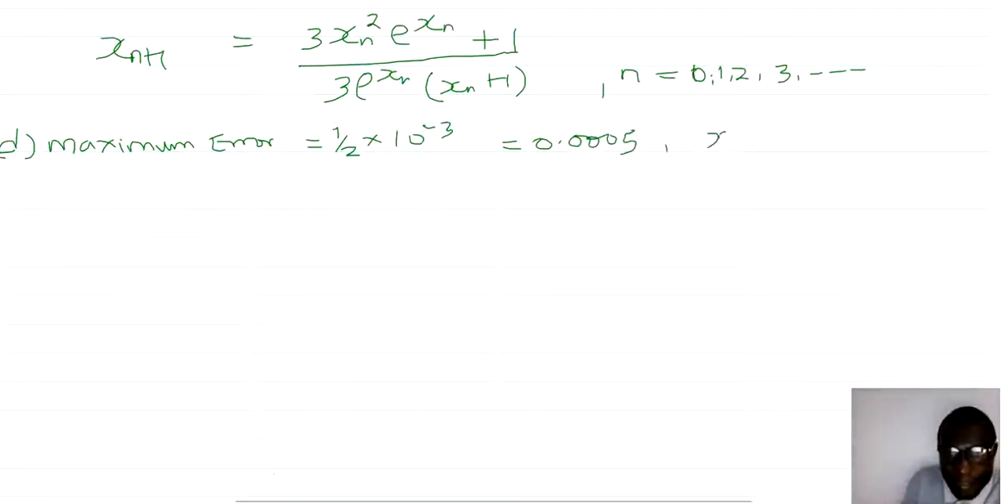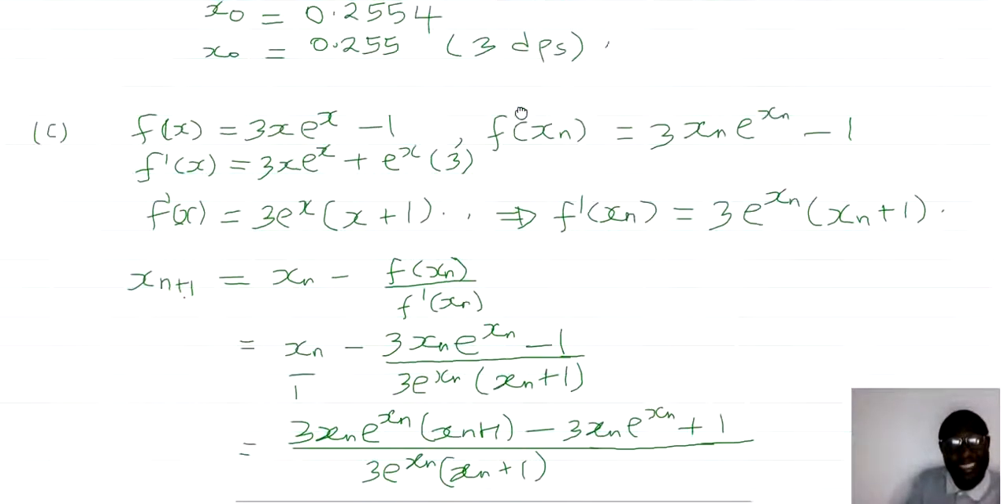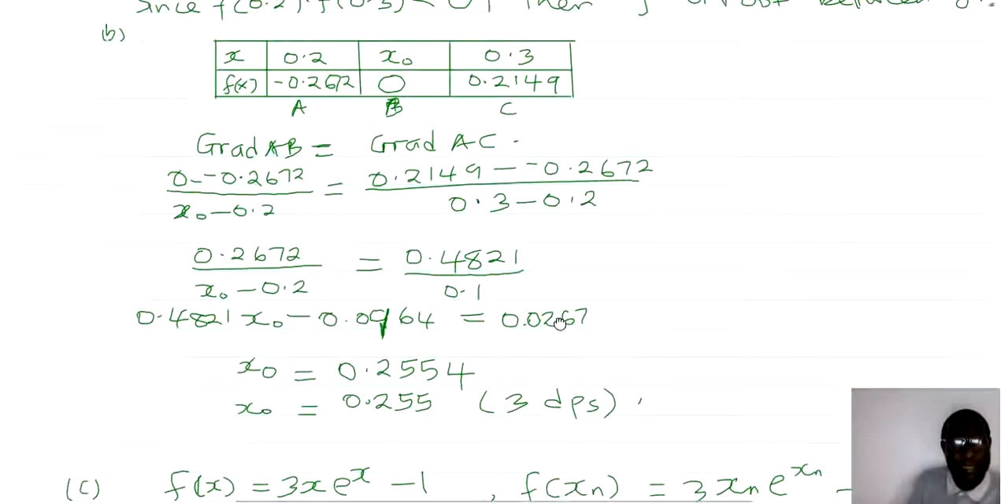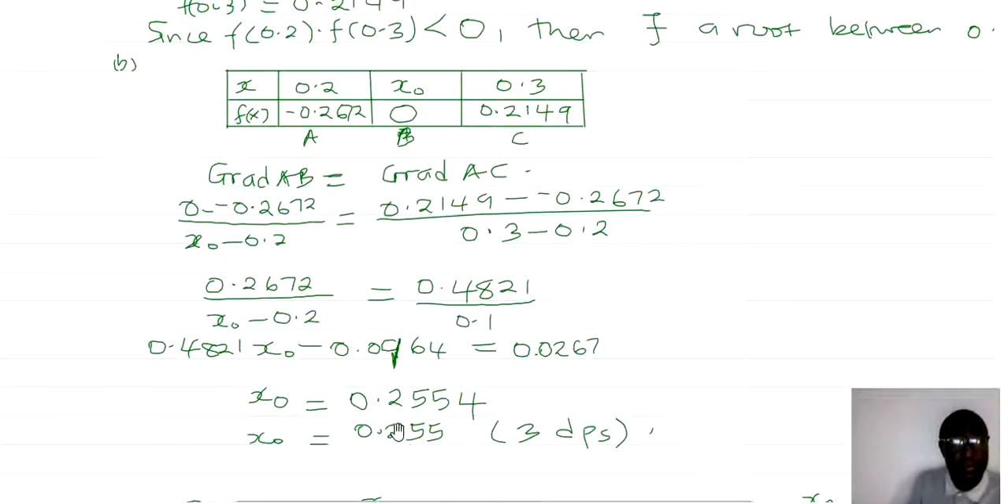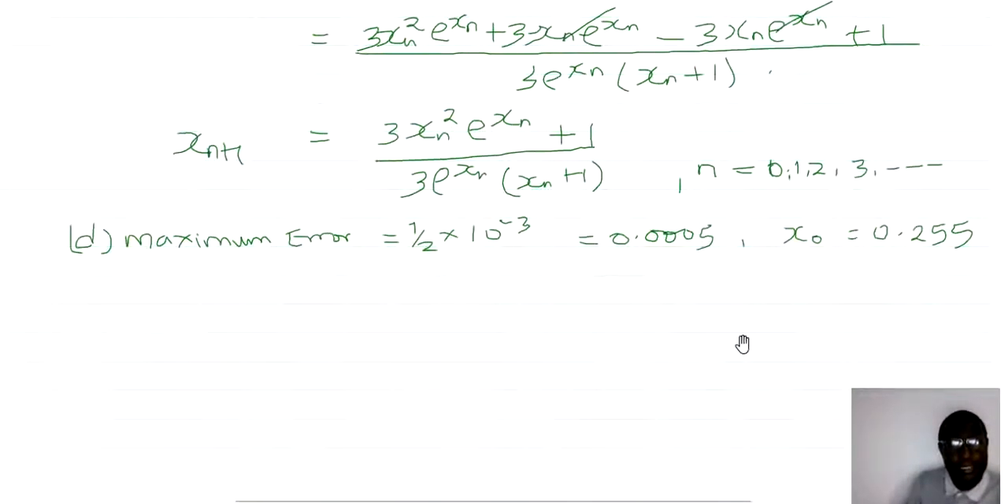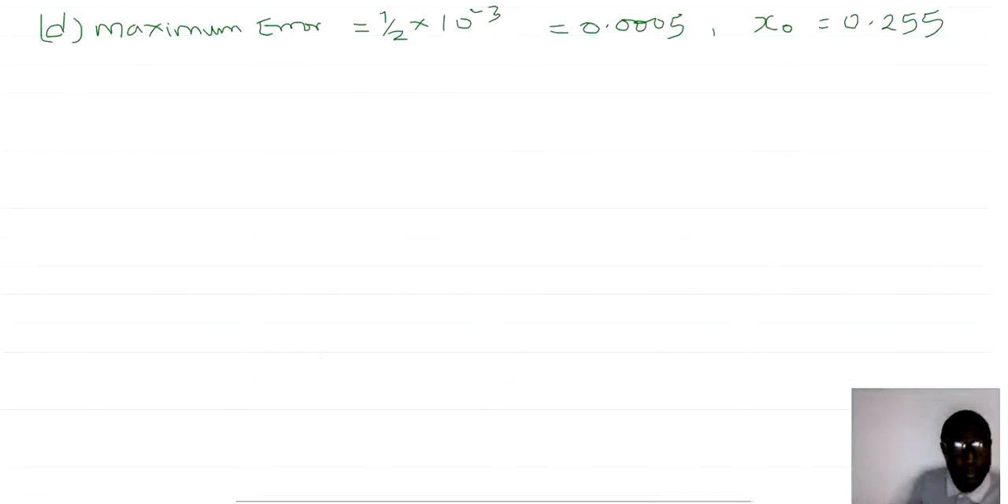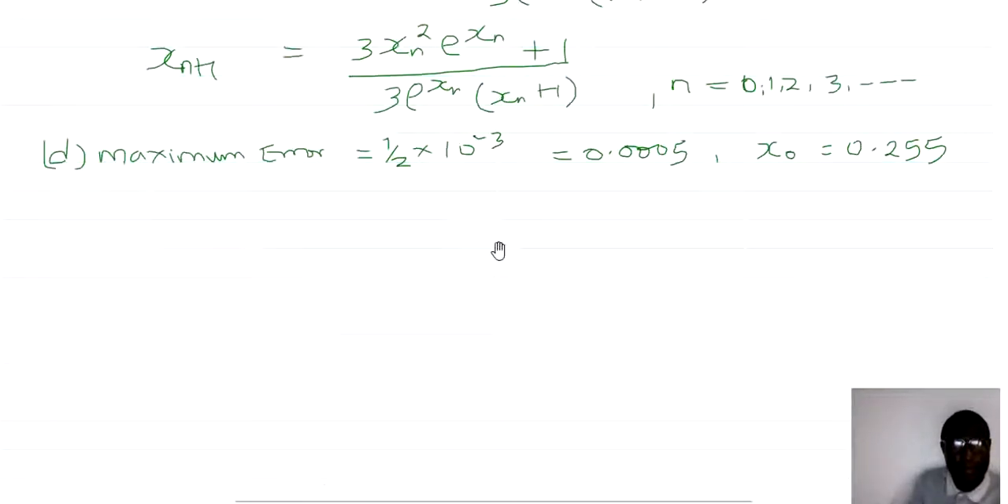From part B, we calculated the x naught, or the first approximation, which is 0.255. We calculated it using the linear interpolation method. This here is our x naught, or the first approximation. There we are. So next we are supposed to work on this.